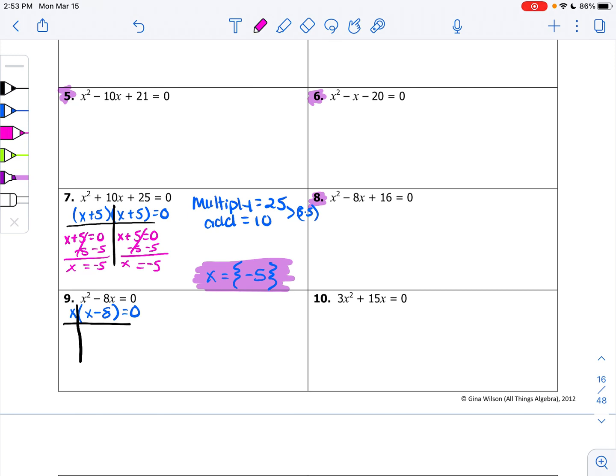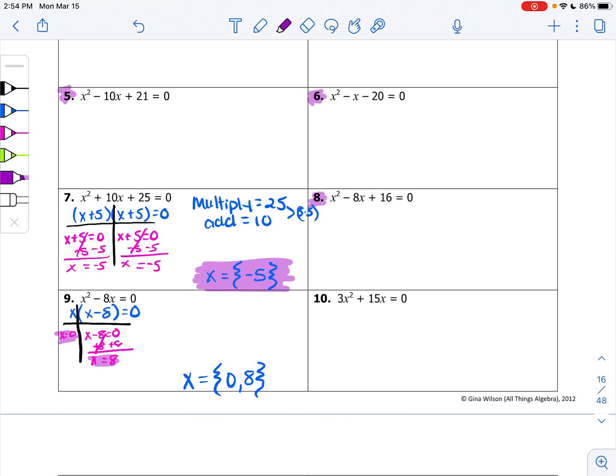On the left side, we just have x, so x equals 0. On the right side, we have x minus 8 equals 0. X equals 0, that's already solved for us, so we don't have to solve that. So on the right side, we just have to add 8 to both sides, and we get that x equals 8. So my two solutions are x equals 0 and x equals 8. And the way we're going to write that is x equals a bracket, 0, and then 8.